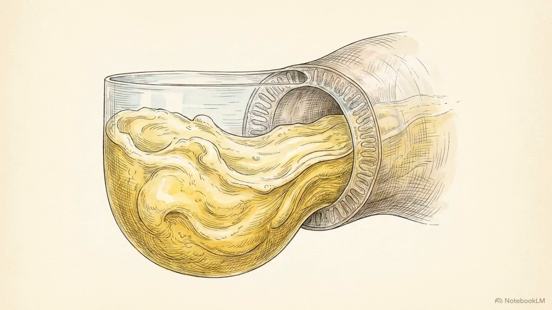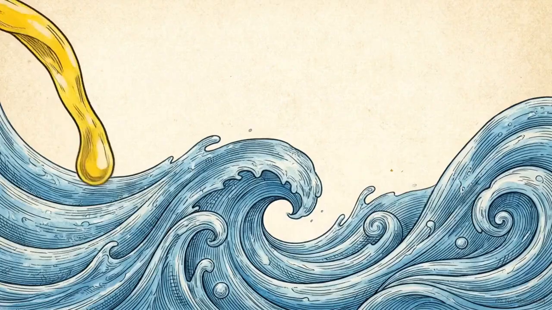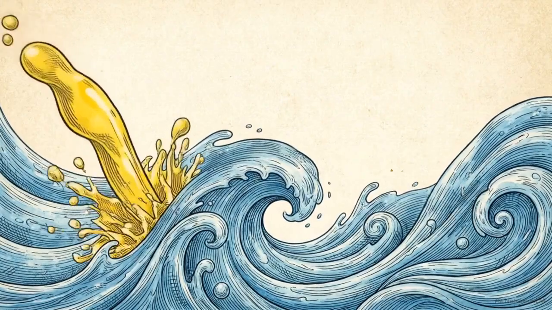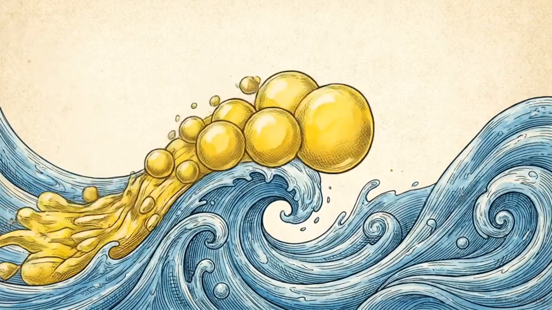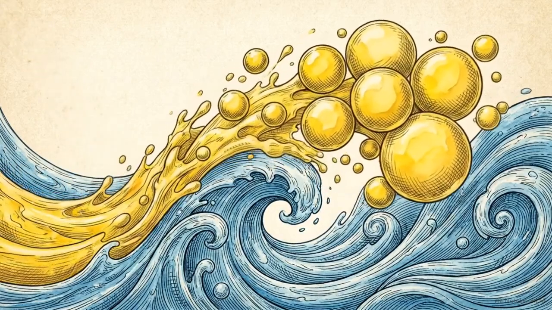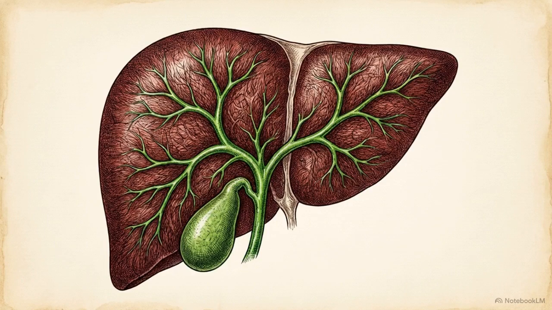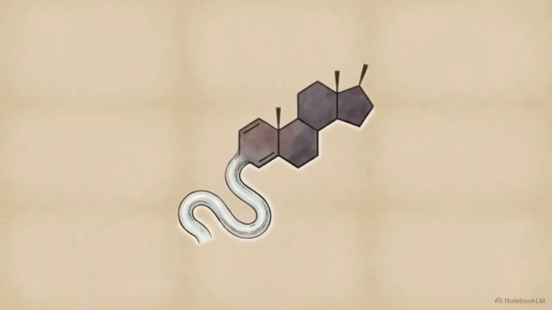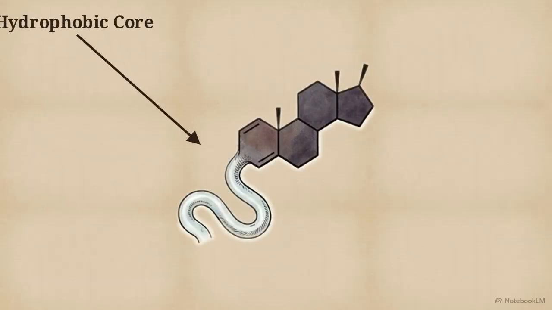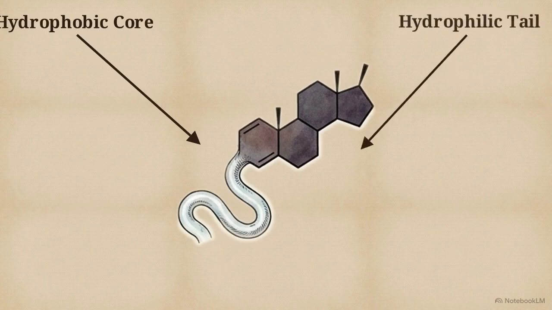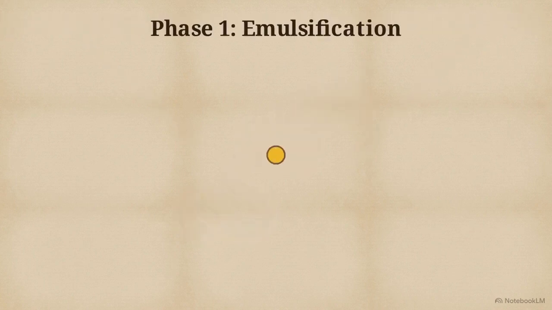When chyme enters the duodenum, a new biophysical challenge emerges. Dietary lipids are hydrophobic. In the watery environment of the intestinal lumen, they coalesce into massive droplets, presenting almost zero surface area to water-soluble pancreatic lipase. The liver solves this by synthesizing bile salts. These are amphipathic detergents, equipped with a hydrophobic steroid core to bind lipids and a hydrophilic tail to interact with the aqueous fluid. Lipid digestion requires 2 distinct interventions from these salts.